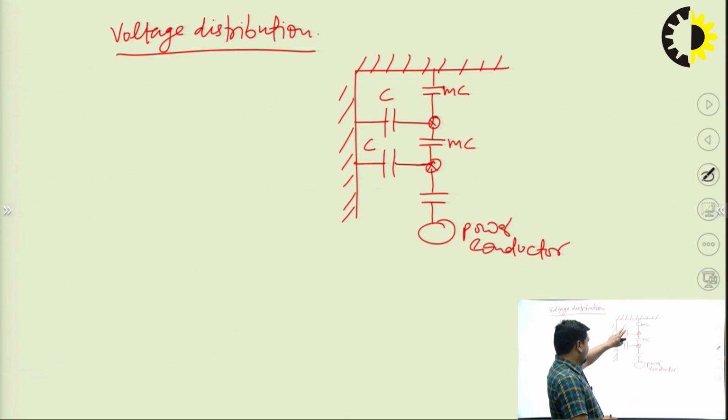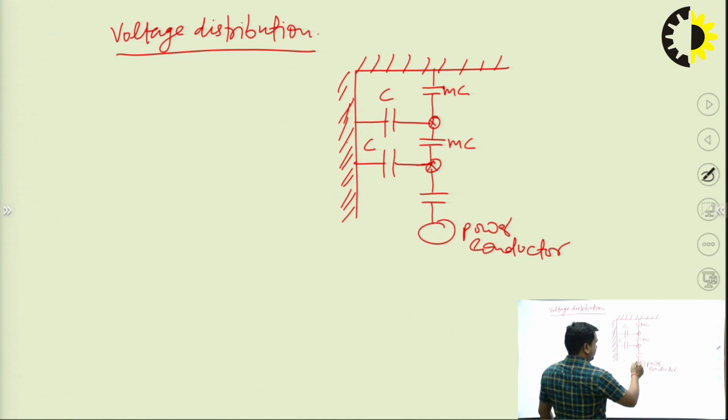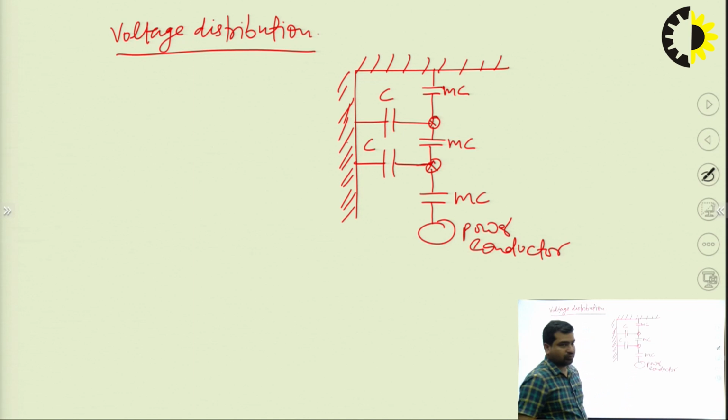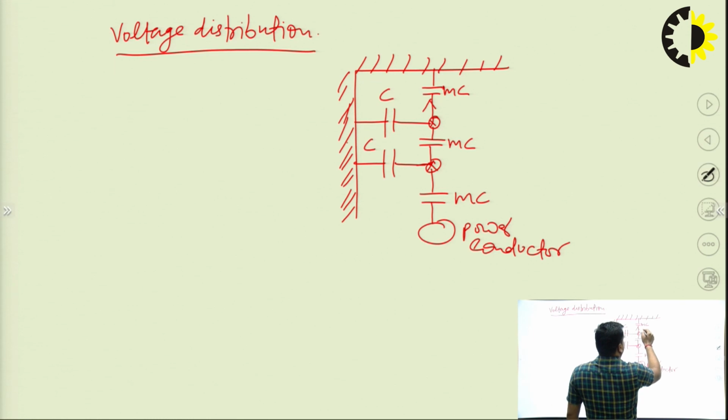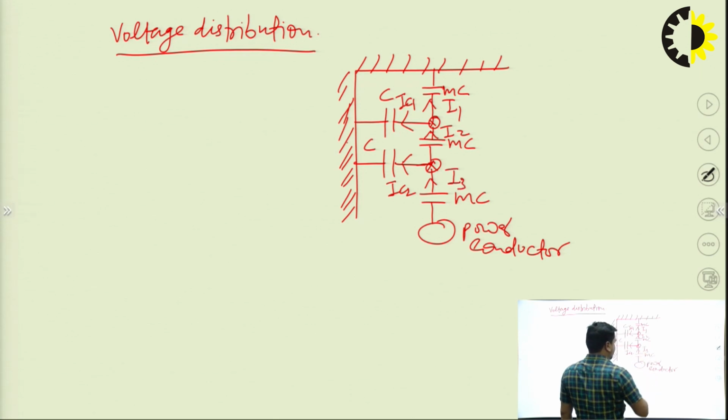Okay. This is the capacitance between the disc and the ground. The capacitance between the disc and the ground is C, and MC is the mutual capacitance that is formed between two discs. Here it is MC. Here is the power conductor that passes to this disc. So we can have current I1, current IC1, here I2, current IC2, here we can have I3.